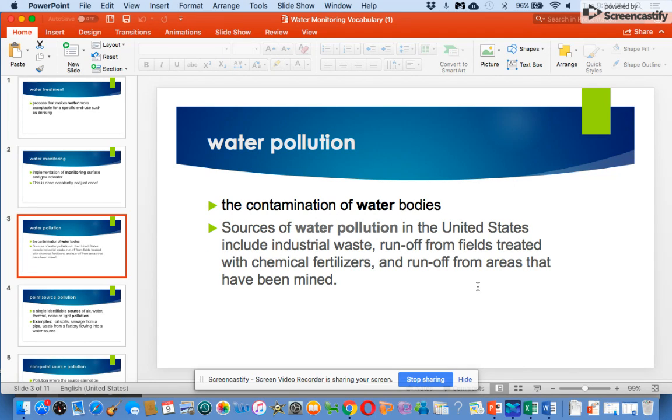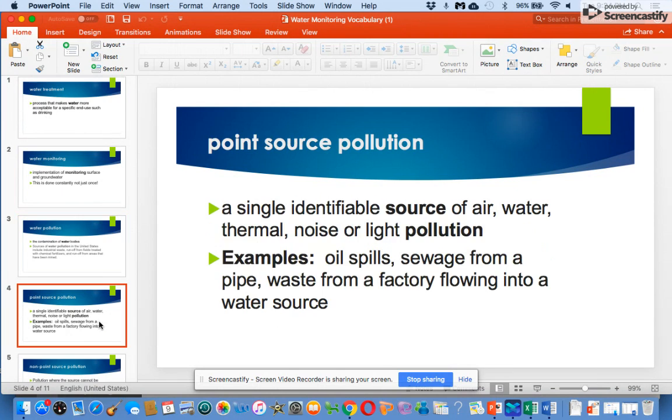Of course, we know what water pollution is. That's the contamination of water bodies, rivers, lakes, streams. Sources of water pollution: industrial waste from a factory, runoff from fields from fertilizer. We talked about that in the last section. Eutrophication, all that algae going, all the fertilizers, nitrates, and phosphates. And also runoff from mines, like coal mines, a gold mine, a copper mine, any kind of precious metal that we use. The water can be contaminated by the excess waste that it has.